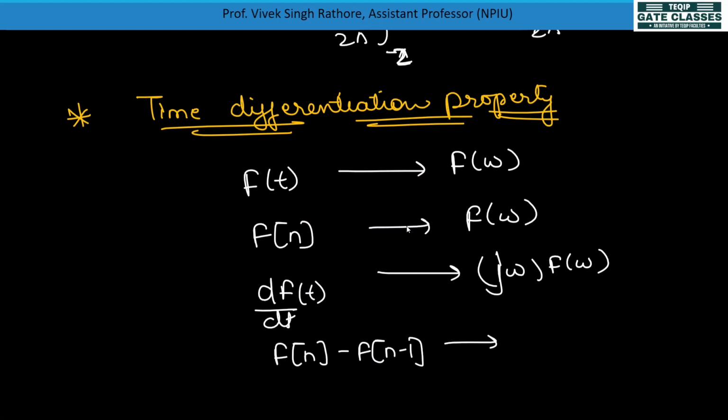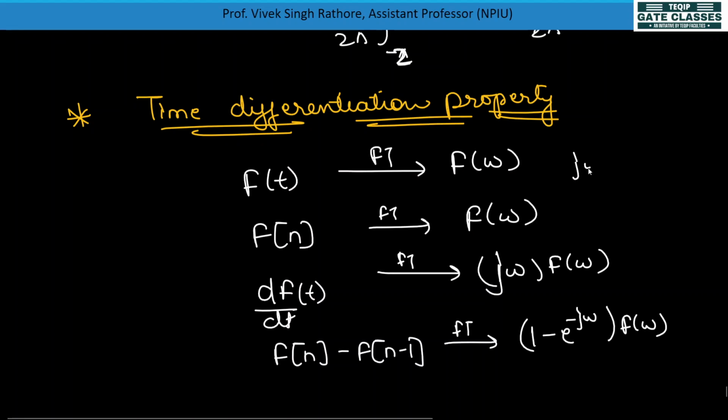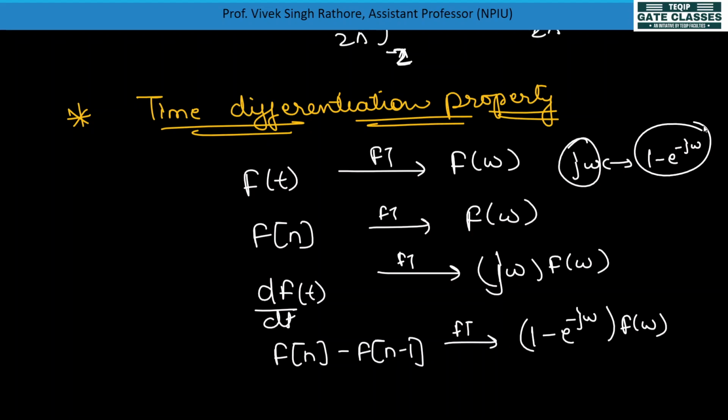So what will you get? I'm taking the Fourier transform of each term. What we get here is F(omega), and F(omega) times e to the power minus j omega. So we can write (1 minus e to the power minus j omega) F(omega). See, in the time domain it was j omega, while in the discrete time domain it is 1 minus e to the power minus j omega. Ultimately you can say that j omega, from continuous time, is equivalent to 1 minus e to the power minus j omega from discrete time.